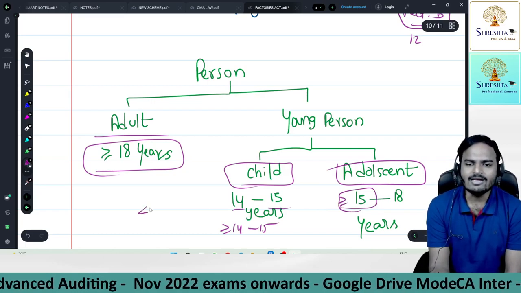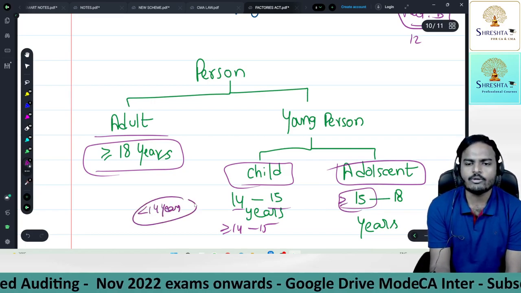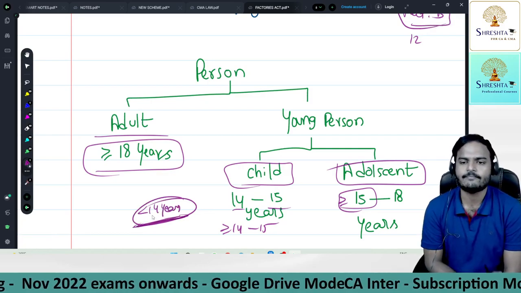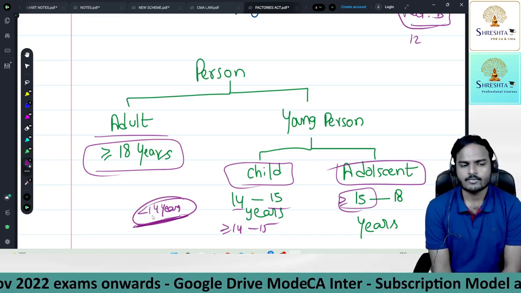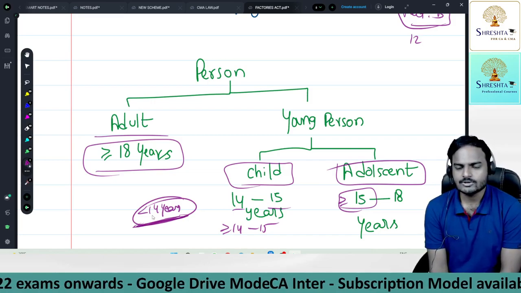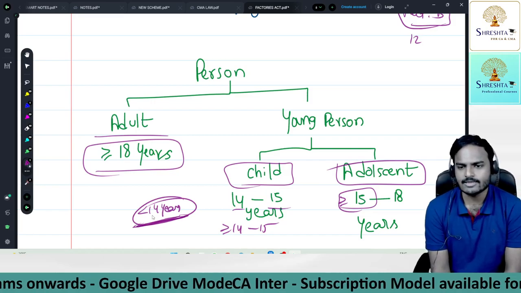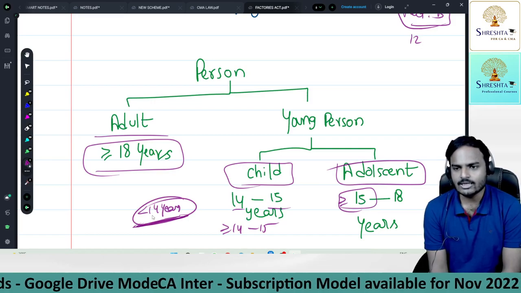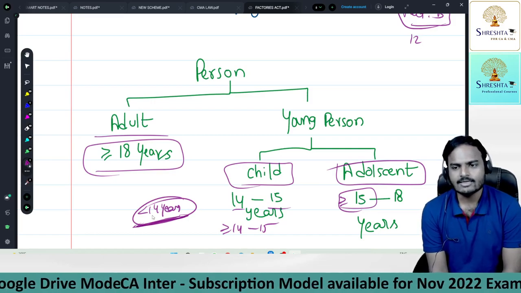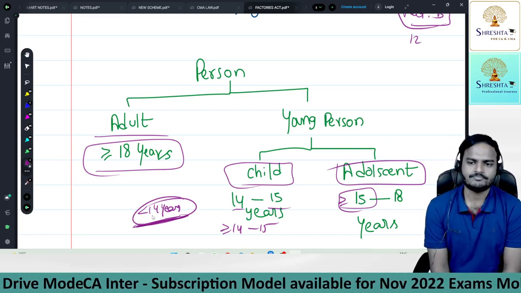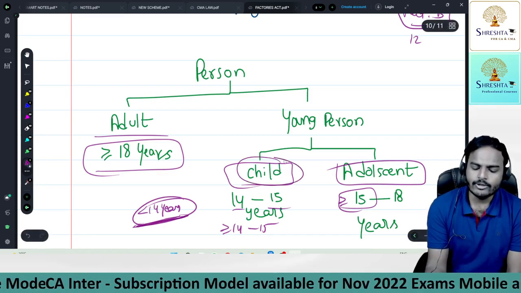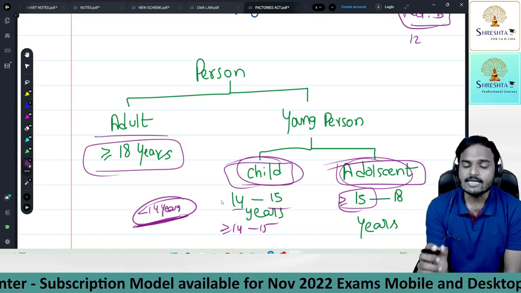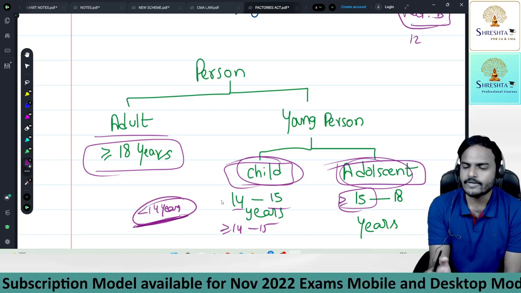So that means a child up to 14 years is strictly prohibited from the job. Understood, my dear students? So the Prohibition of Child Labour Act. Up to 14 years, he is strictly prohibited. 14 to 15, we call him a child. And 15 to 18, we call him an adolescent. 18 and above, adult. So while recruiting a child or adolescent, the occupier should verify the certificate of fitness. Who will issue the certificate of fitness, sir? Certified surgeons.